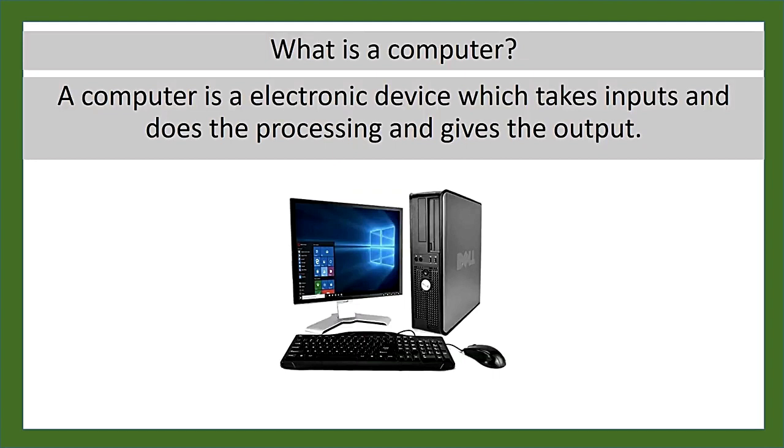The first thing that comes to mind is, what exactly is a computer? A computer is an electronic device which takes inputs, does the processing, and gives the output, right? That is the basic answer that everybody knows. We're going to get into details about what exactly it means to take input and do the processing, who does the processing, who takes the input, and who gives the output.